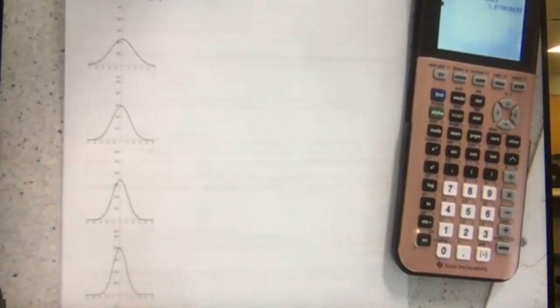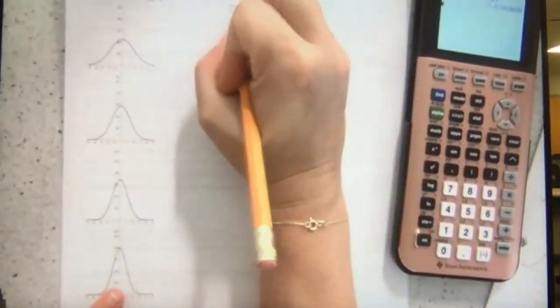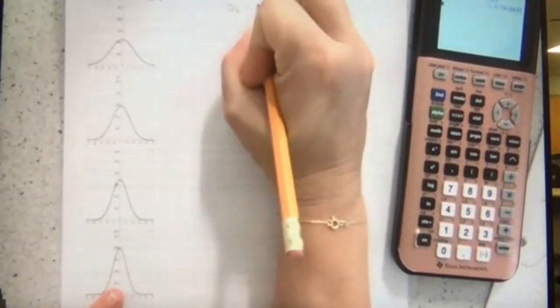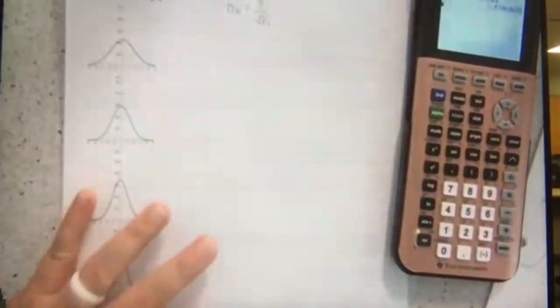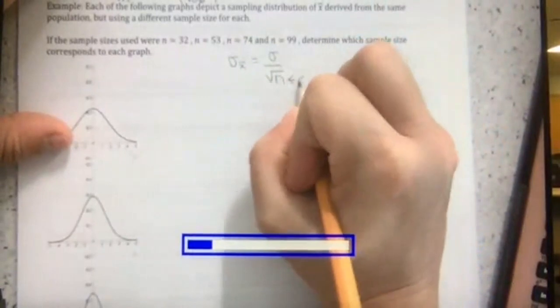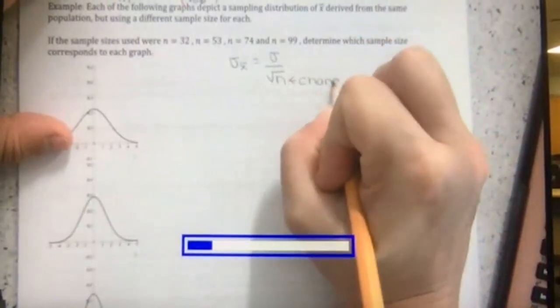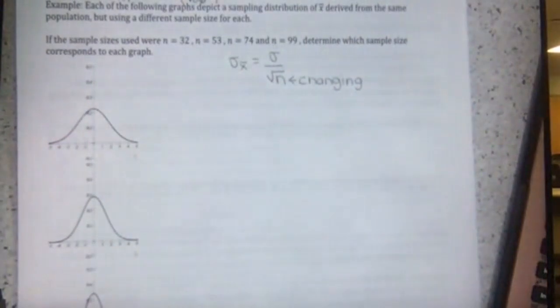Remember that our sampling standard deviation, sigma sub x bar, is going to be our sigma over the square root of n. This is the only thing that's changing. Our mean stays the same. Our standard deviation is what changes.